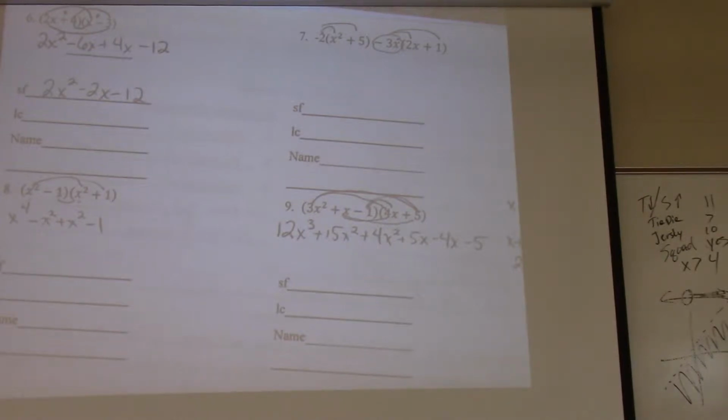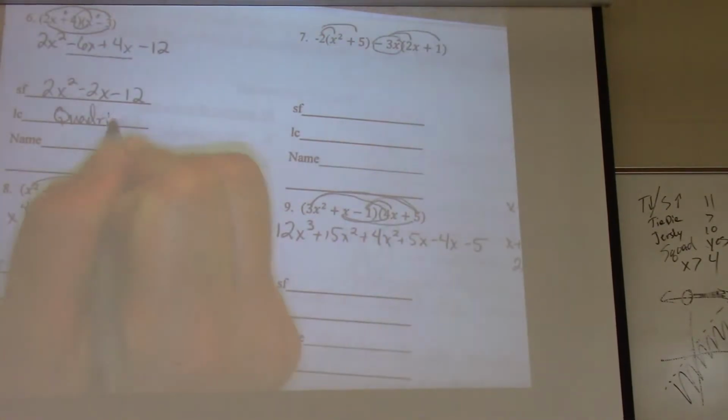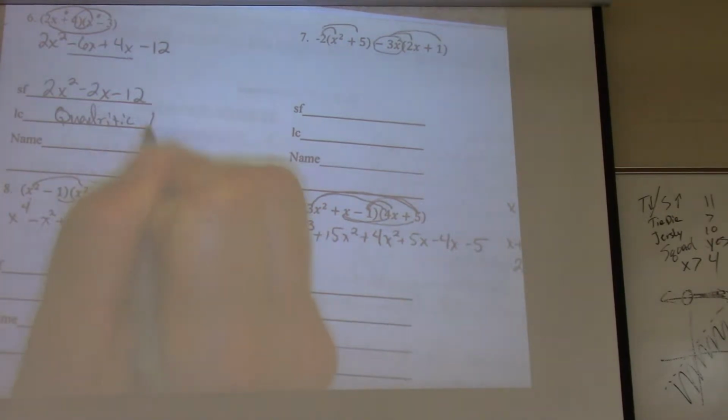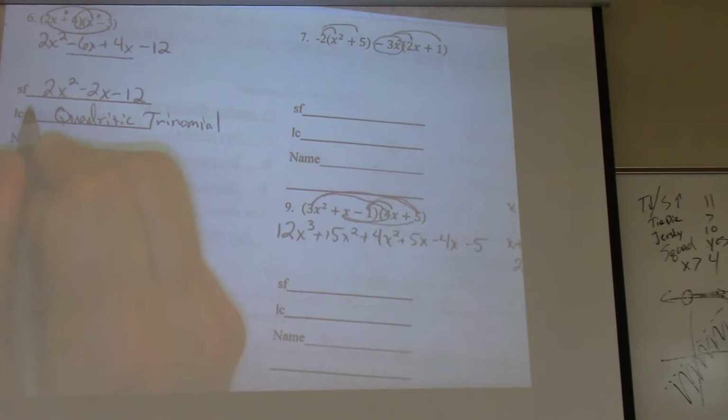Right, so the last part of this is a quadratic trinomial. Oops, I totally wrote that in the wrong spot. Here, let me just go with it. Trinomial. And the leading coefficient, of course, is 2.